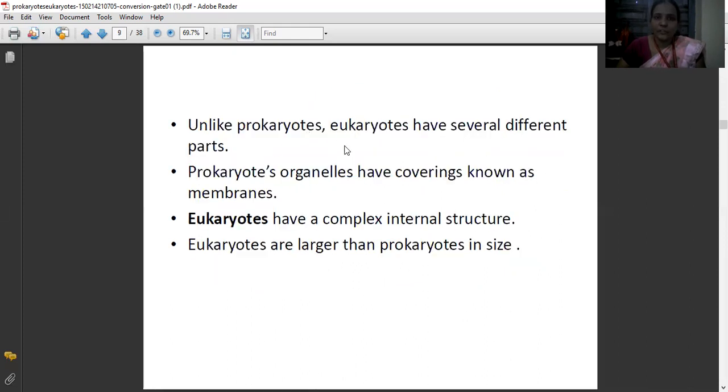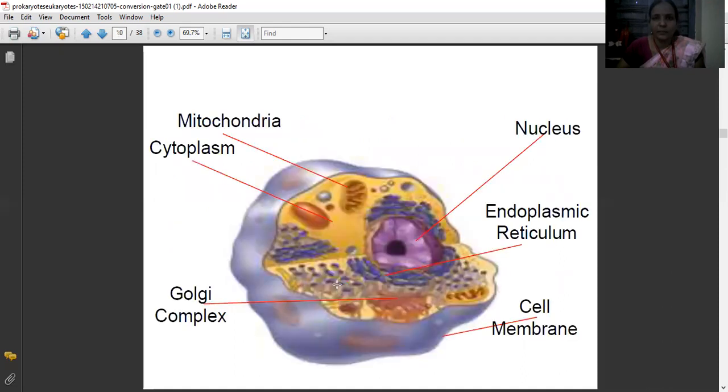Unlike the prokaryotes, eukaryotes have several different parts. Eukaryotic organelles have a covering known as membrane. तो eukaryotic organelle में covering present है, उसको हम membrane बोलेंगे. Eukaryotes have a complex internal structure. Eukaryotes are larger than the prokaryotes in size. पहले हमने size comparison की.